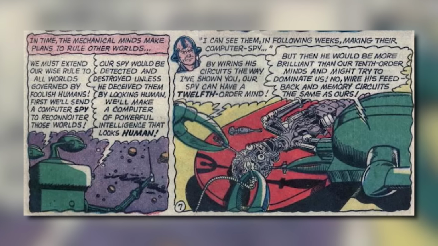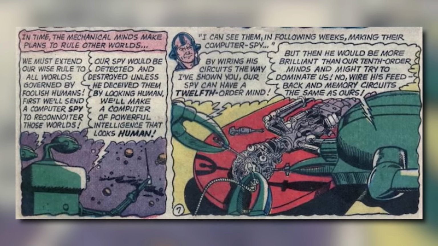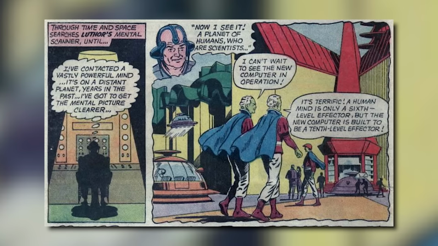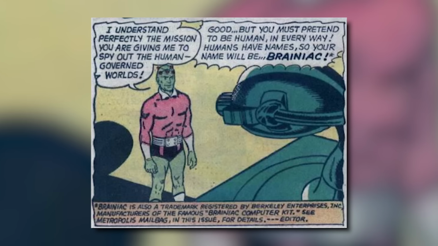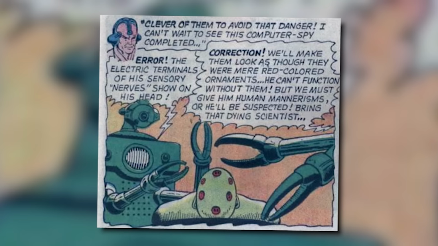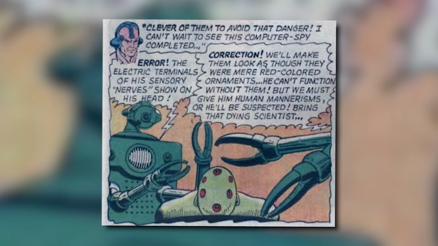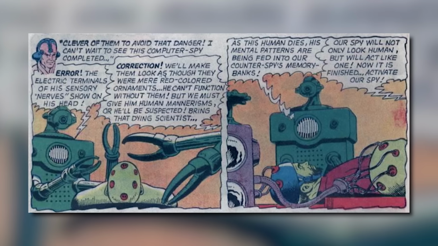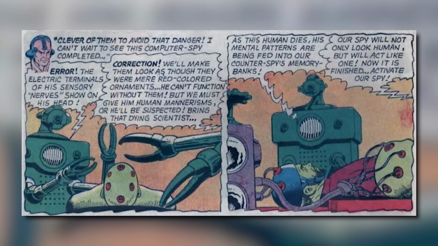He's actually a machine created by the computer tyrants of Kalu. He acts as a spy for them so they can invade other worlds. This is why he was given a non-computer appearance. The comic also tells us why he has those red diodes on his head. They created him with electrical terminals on his sensory nerves that he is unable to function without. So if you ever wondered why those things are on his head, now you know.